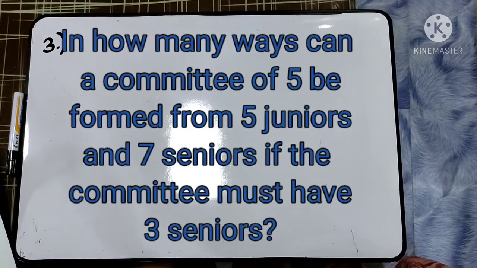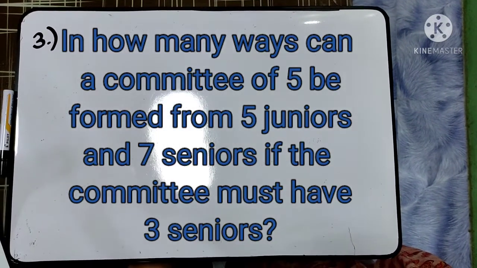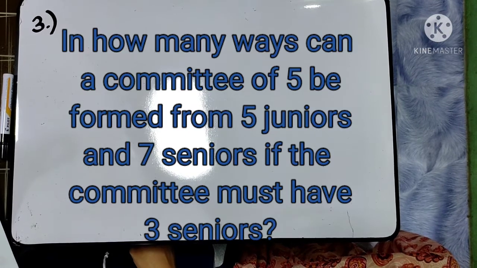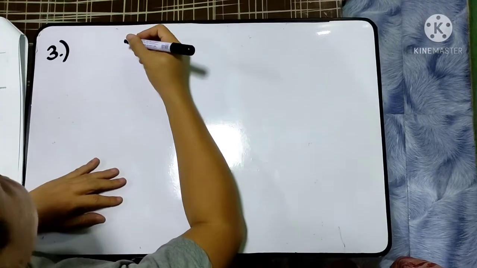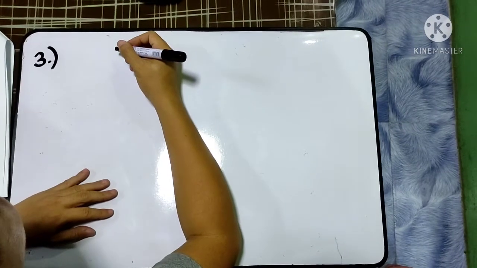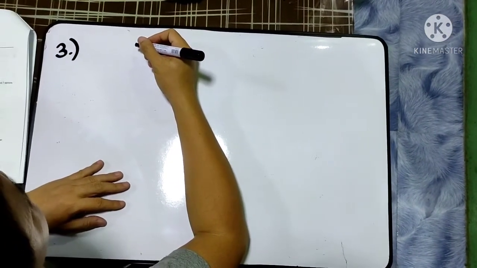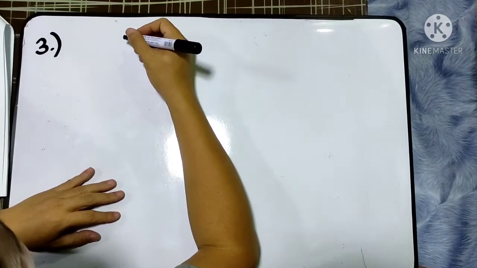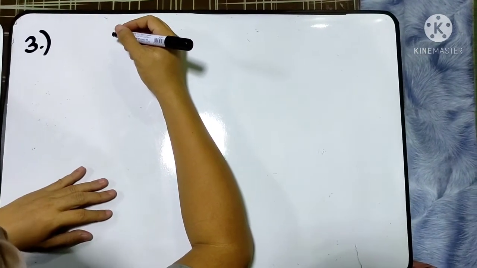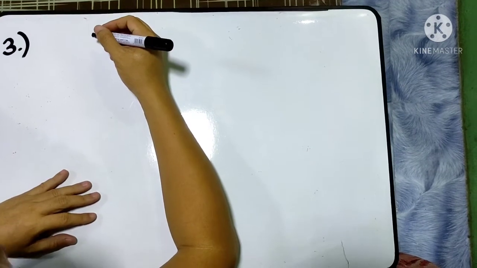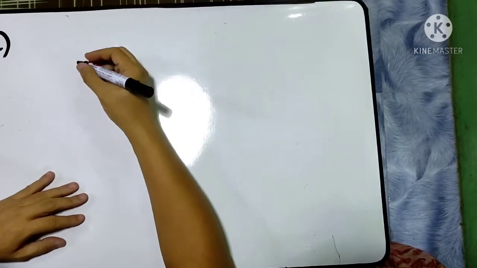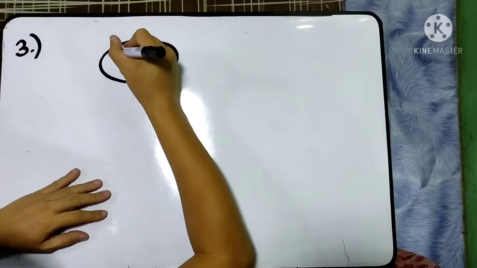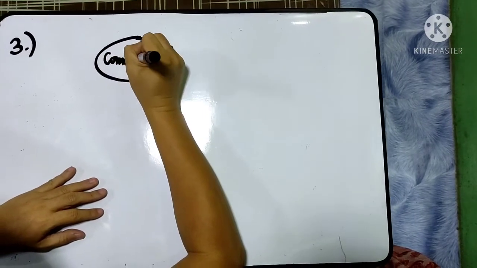Now let's move on to number 3. In how many ways can a committee of 5 be formed from 5 juniors and 7 seniors if the committee must have 3 seniors? The third problem is somewhat different from the first and the second problem, wherein there's only one situation to solve. Here in number 3, there's one situation to solve. However, you will be needing 2 information to solve the problem. So, dito sa problema, we are going to form a committee. Gagawa tayo ng committee. So, ito yung committee.